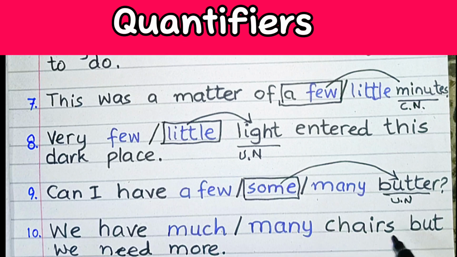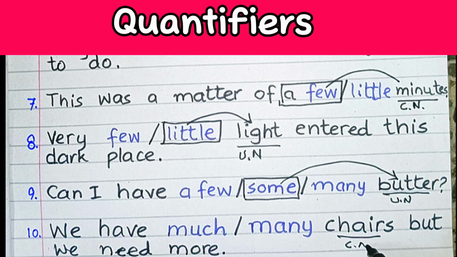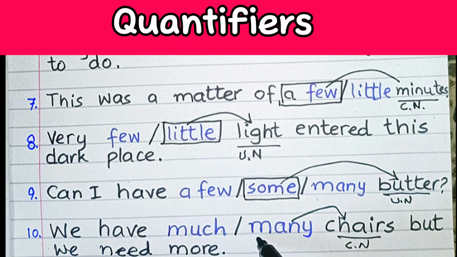We have much or many chairs, but we need more. Chairs is a countable noun, so many is the right quantifier for chairs. This is the right option because much is for uncountable nouns. Hope this is going to clear the concept.